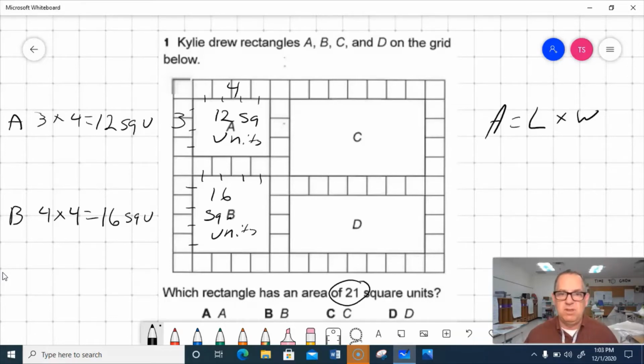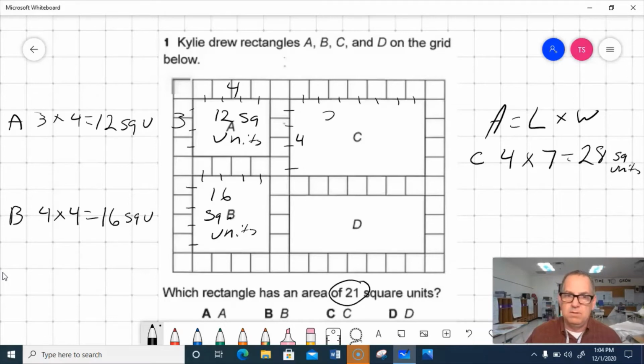Let's look at rectangle C. Rectangle C has a length of 4 and a width of 7. So the math problem I'm going to use to figure the area of rectangle C is 4 times 7. Doing my 4s again, if I double 7, I get 14. If I double 14, I get 28. So the area of rectangle C is 28 square units.